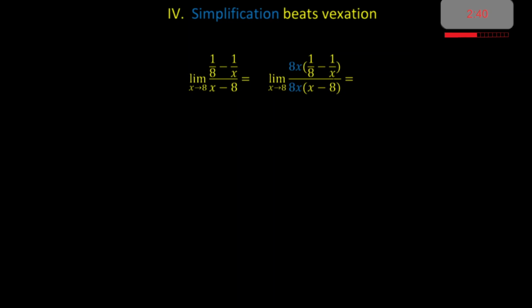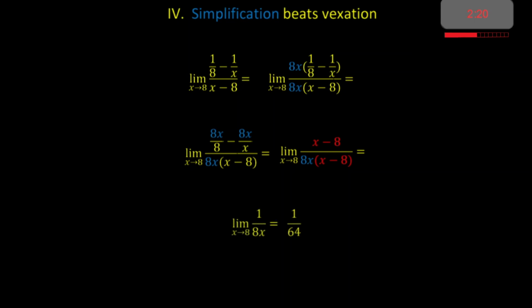Next, we can apply the distributive law to get 8x in the numerators of our inner fractions, and then we see we can cancel and eliminate those fractions. Then finally we see there's a common factor of x minus 8 on the top and bottom of the fraction, which can be canceled, finally yielding an expression whose limit can be evaluated. You have attained level 4 mastery.